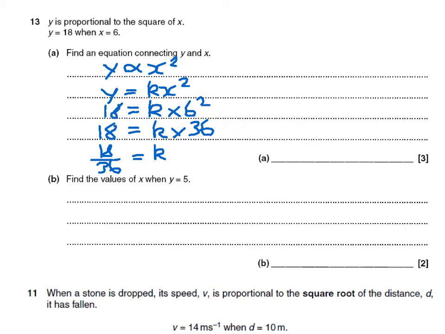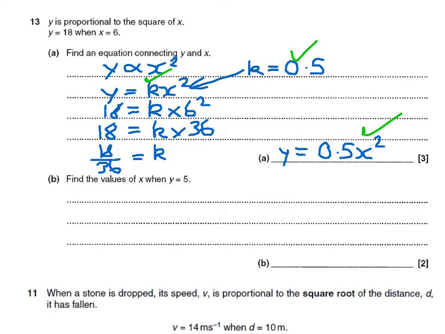18 divided by 36 is the same as a half. Substitute that back into there, gives me y equals 0.5x squared. In terms of the marks, I'm getting 1 for finding k, 1 for finding the answer at the end, and 1 for writing out the original formula without actually putting in any numbers at all.